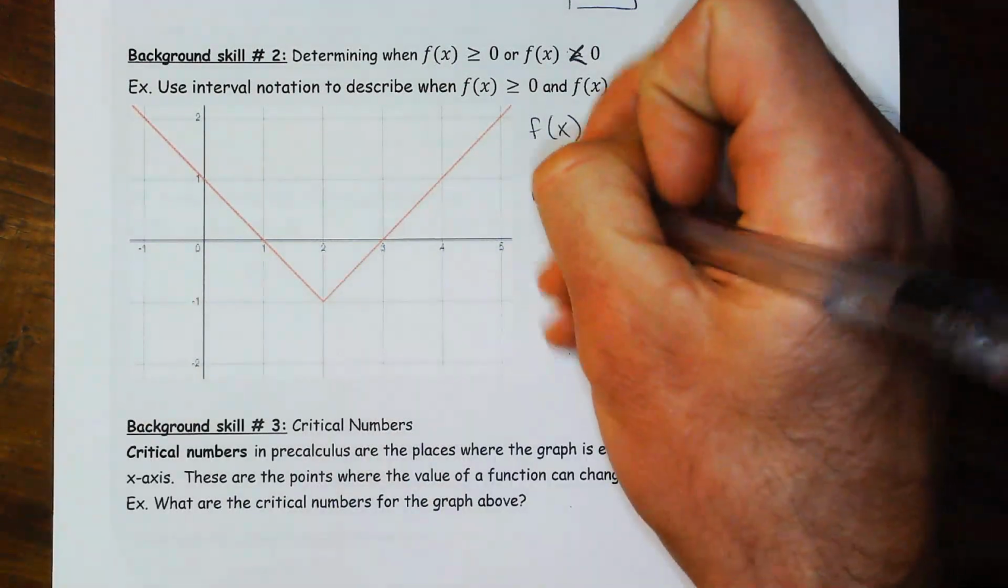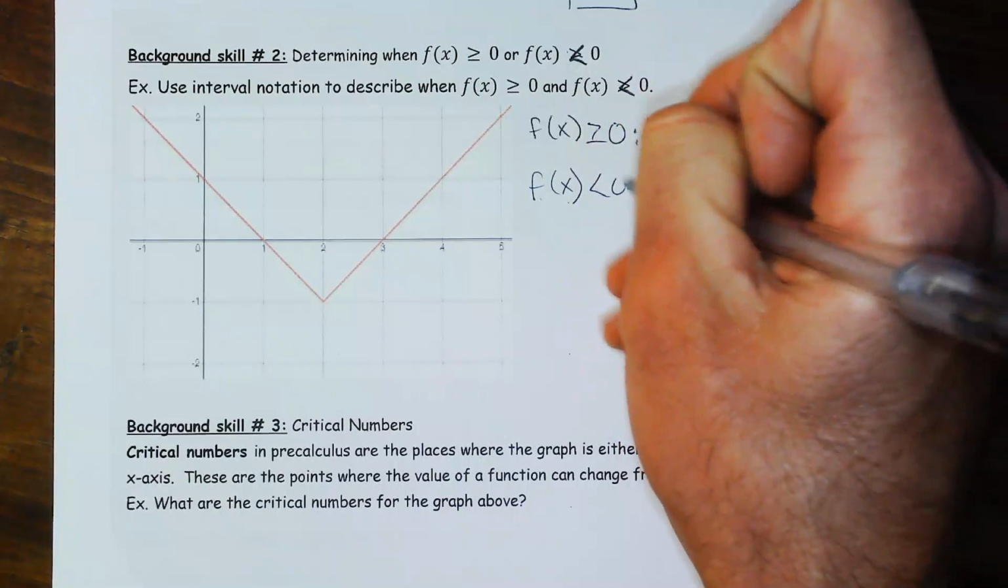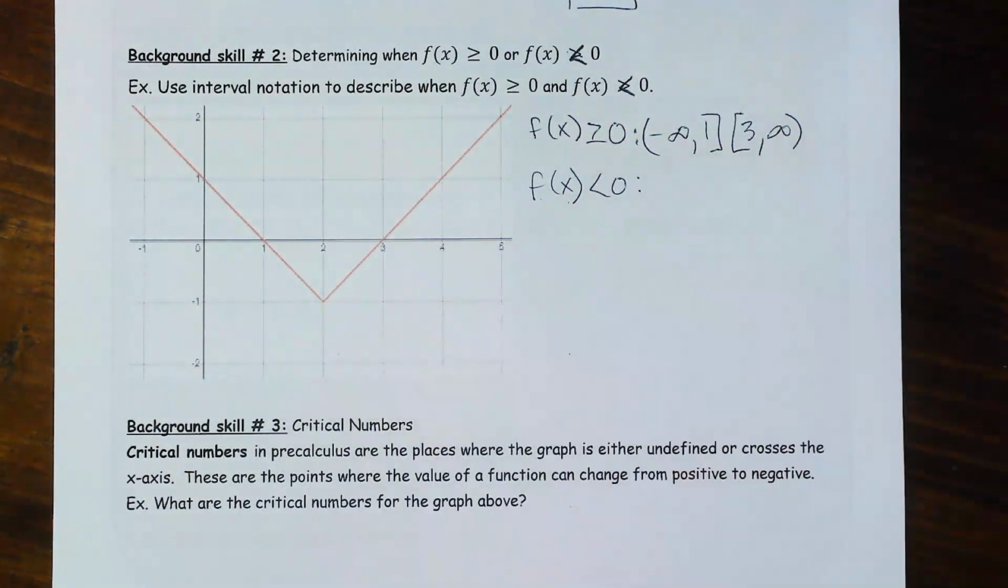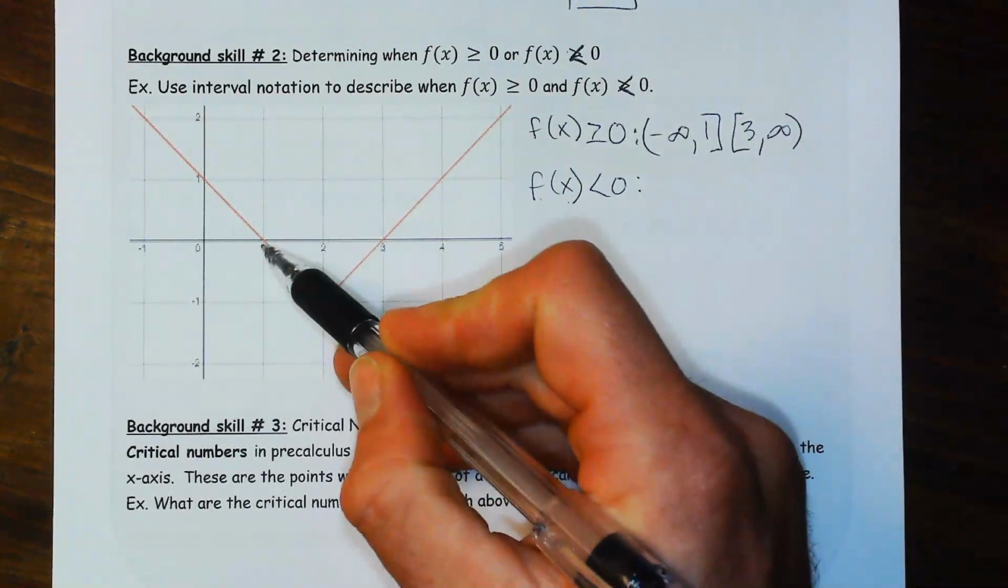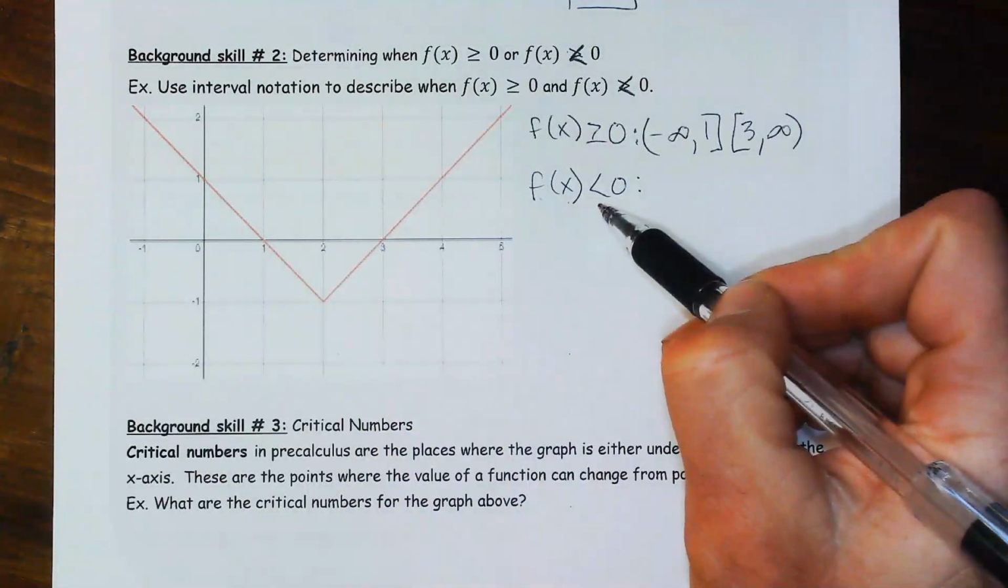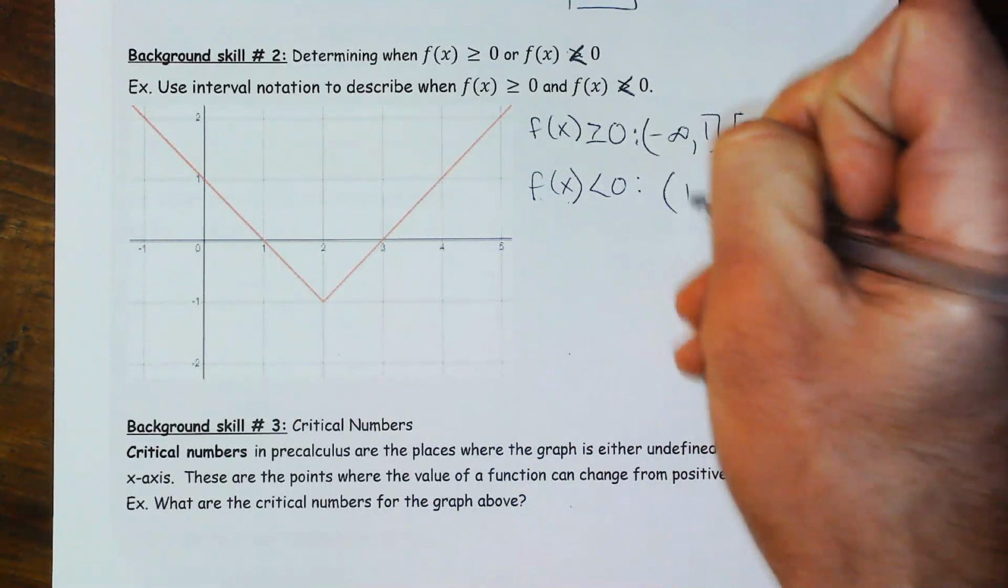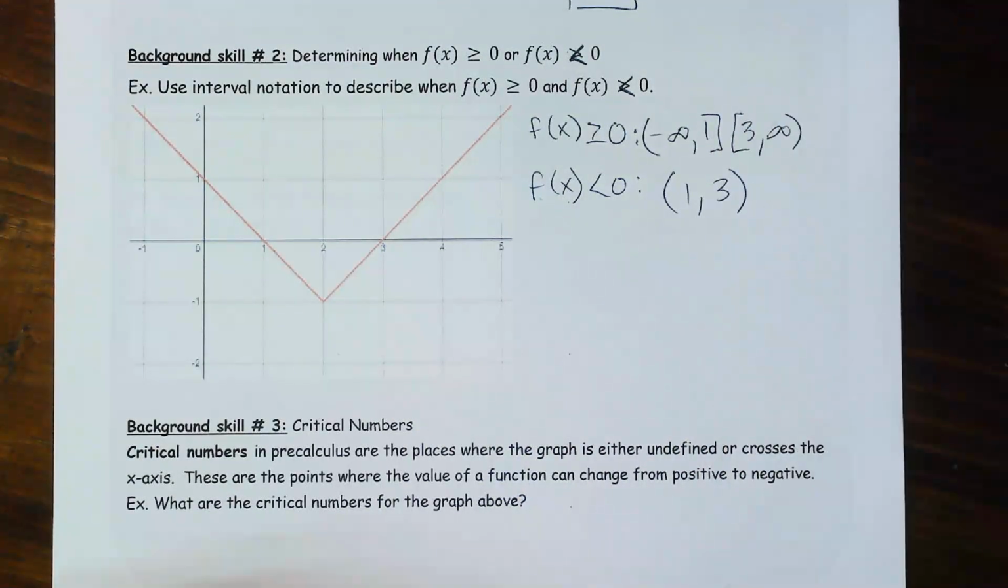Okay. F of x is less than 0. Basically just says, where am I below the x-axis? This one I cannot include my 1 and my 3 because it says less than, not less than or equal to. So it would just be (1, 3). Looks like an ordered pair, but really that's saying the interval, all the x values between 1 and 3 work. Okay.